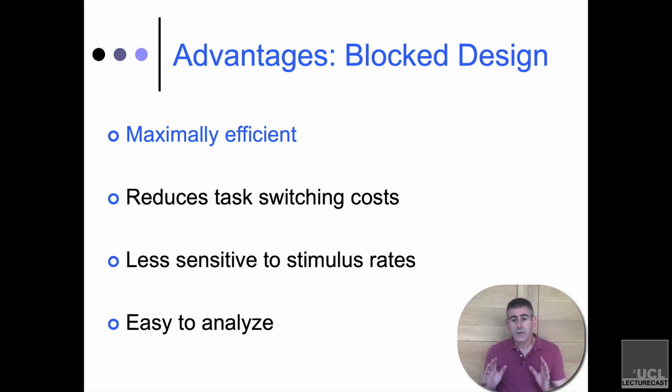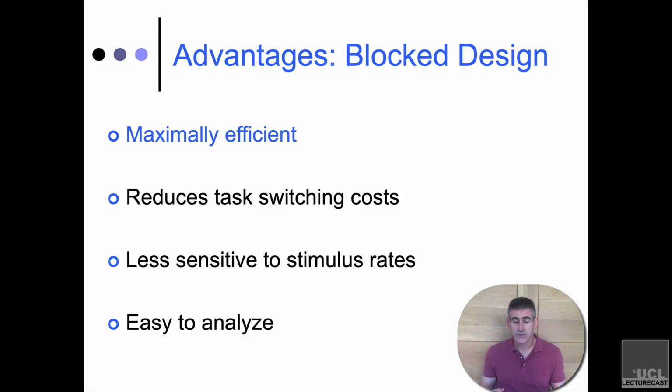Okay, so with a block design, the main advantage is that it's maximally efficient, right? It increases the signal to noise ratio, meaning that the effects that you're measuring are as large as possible, which increases your sensitivity. You need less data to collect good, solid results, to avoid false positives and to avoid false negatives.